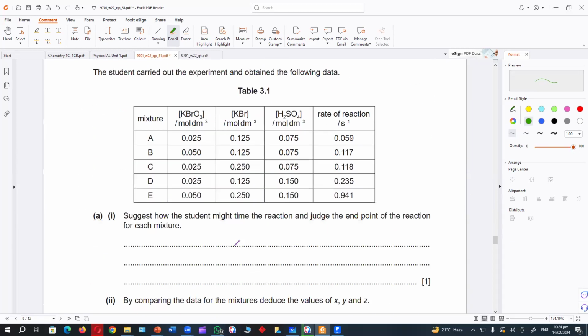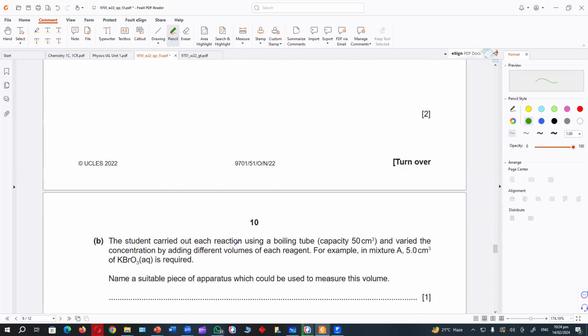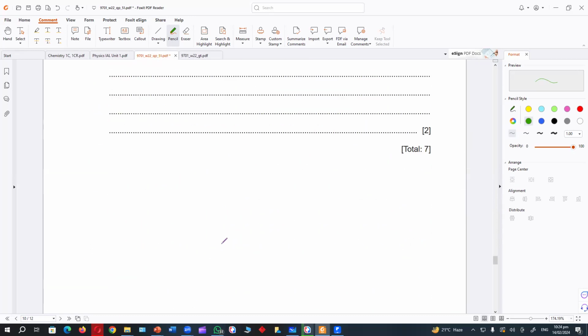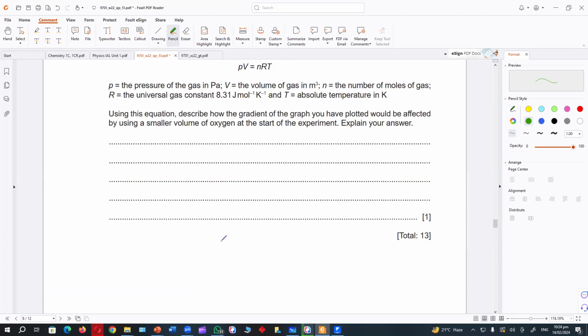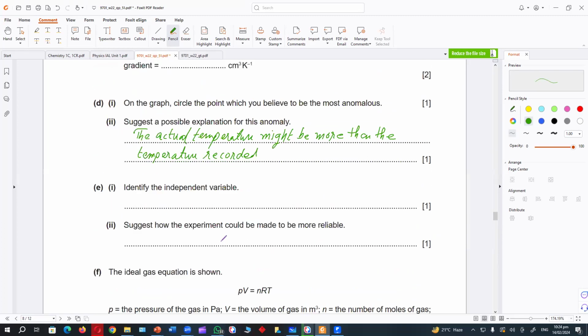A long question, my God. Another table. Identify the independent variable which we are changing. The temperature.